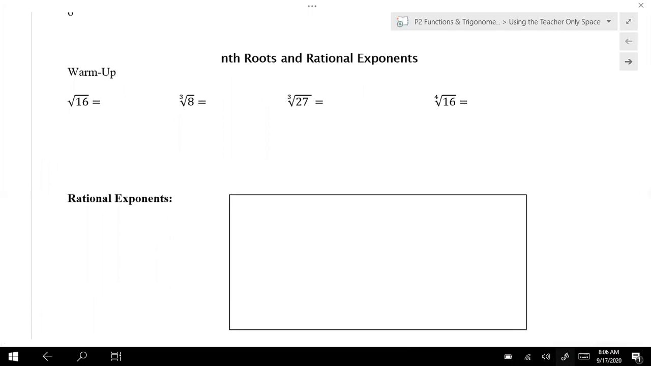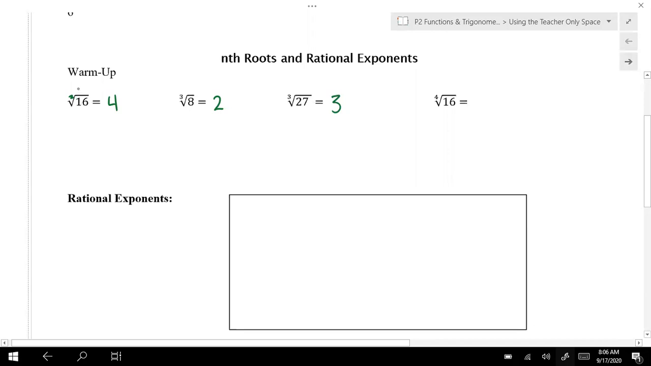The first example here actually is not even simplifying, it's actually just evaluate, just to see what we remember about perfect powers. So the first one here is the square root of 16. Remember, if there's no number in the pocket, it's almost as if there's a 2 there. So the square root of 16 is just 4. Number 2 here is the cube root of 8, and that is 2, because 2 times 2 times 2 is 8. Cube root of 27 is 3, because 3 times 3 times 3 is 27.